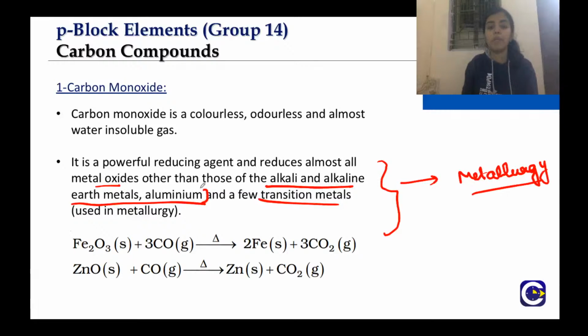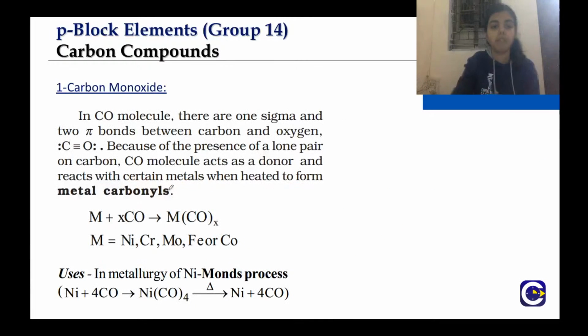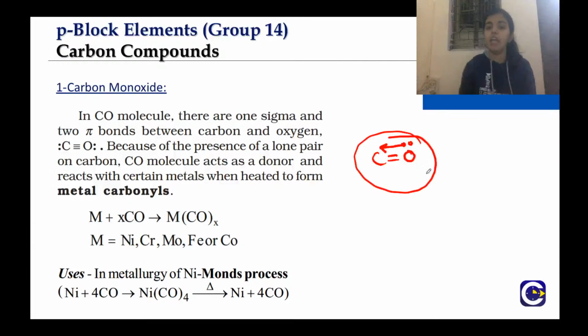Right? So remember that aluminium oxide cannot be reduced by carbon monoxide. Now in the CO molecule, there are 1 sigma and 2 pi bonds. Here if you draw it, see what is happening. C double bond O is there, and a lone pair from oxygen is making a dative bond towards carbon, right? So this is the actual structure of carbon monoxide, which contains 1 sigma plus 2 pi, right?